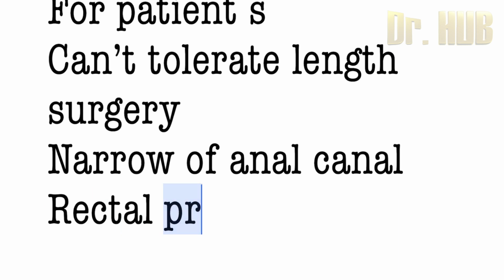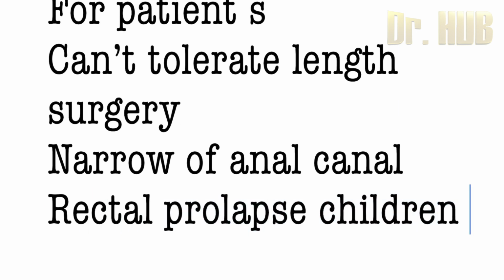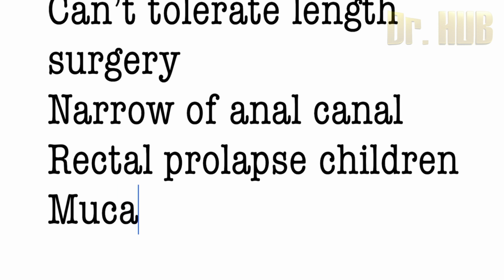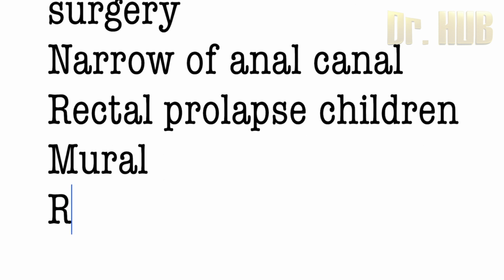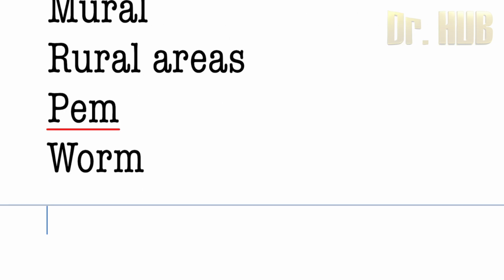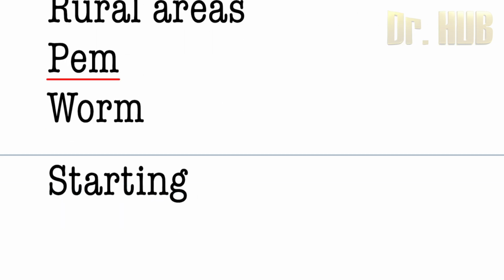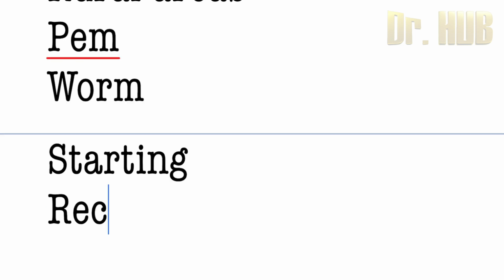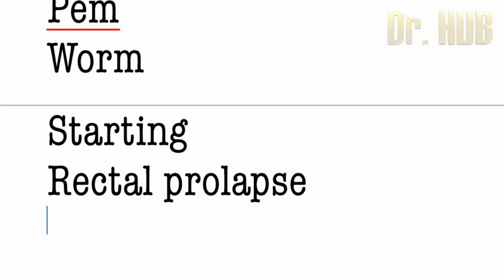Next, when you look at the rectal prolapse in children, mainly there is a mucosal prolapse, as we discussed, and it is often seen in rural areas. The common causes include PEM, protein energy malnutrition, as well as worm infestation and diarrhea. This is due to the underlying causes and can lead to rectal prolapse, which often resolves on treatment of the underlying conditions.